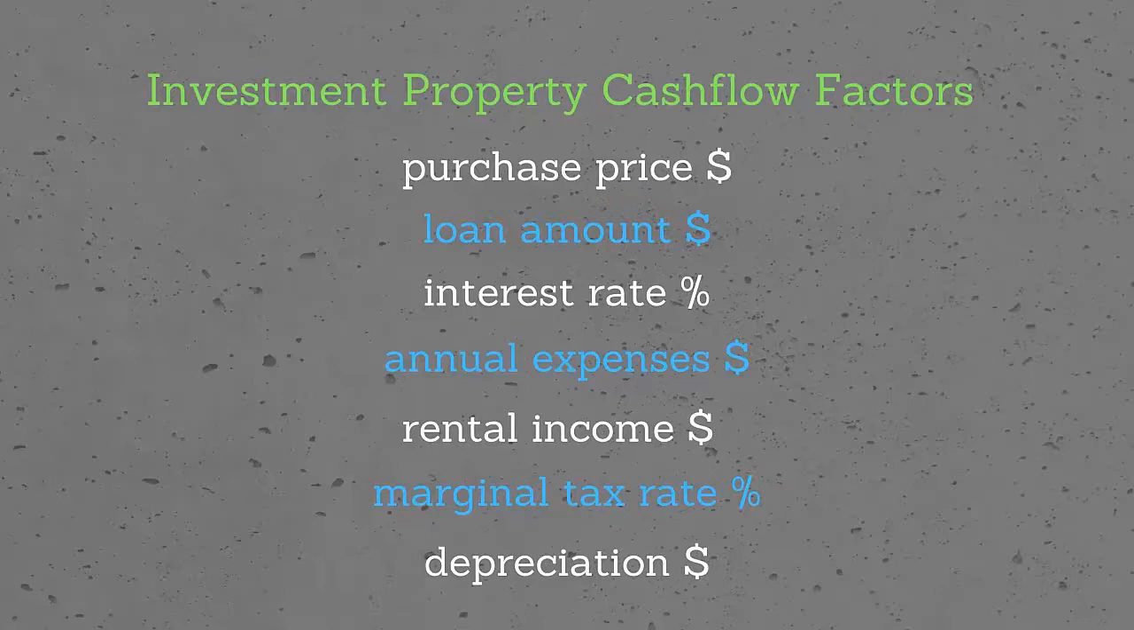The interest rate, so again, whatever interest rate you're paying against the loan raised to fund the purchase of the property. Annual expenses, so they're the costs associated with maintaining, as they say, an income-producing asset, which an investment property is. The rental income, so that's what the tenants pay us per year, per week to live in our property. And the marginal tax rate, so that would be your marginal tax rate. The last one on the list there is depreciation.